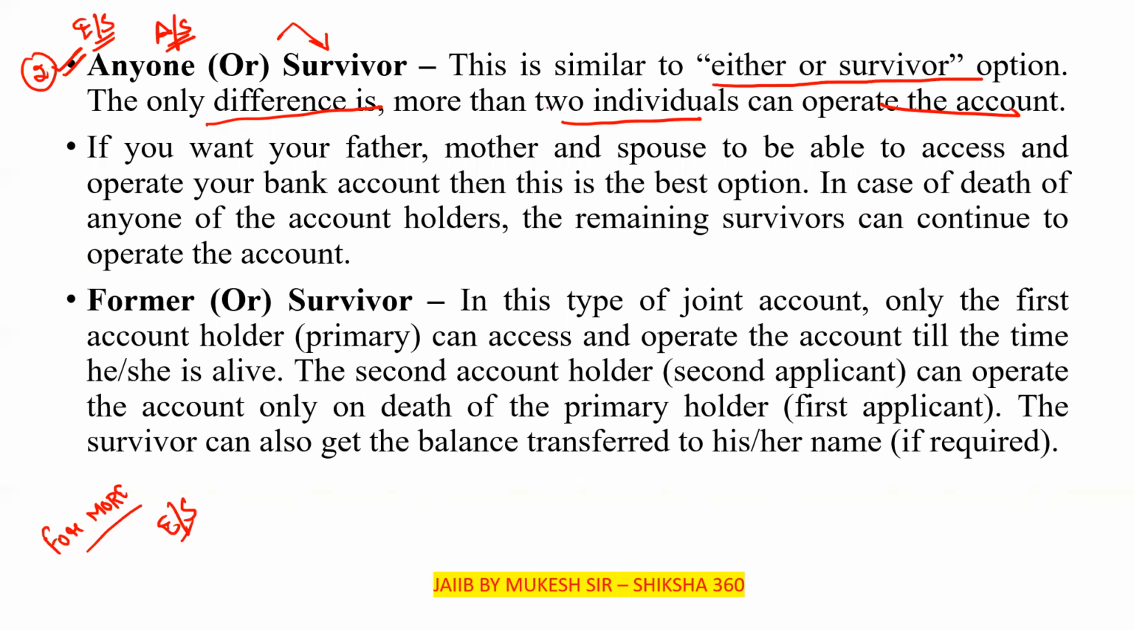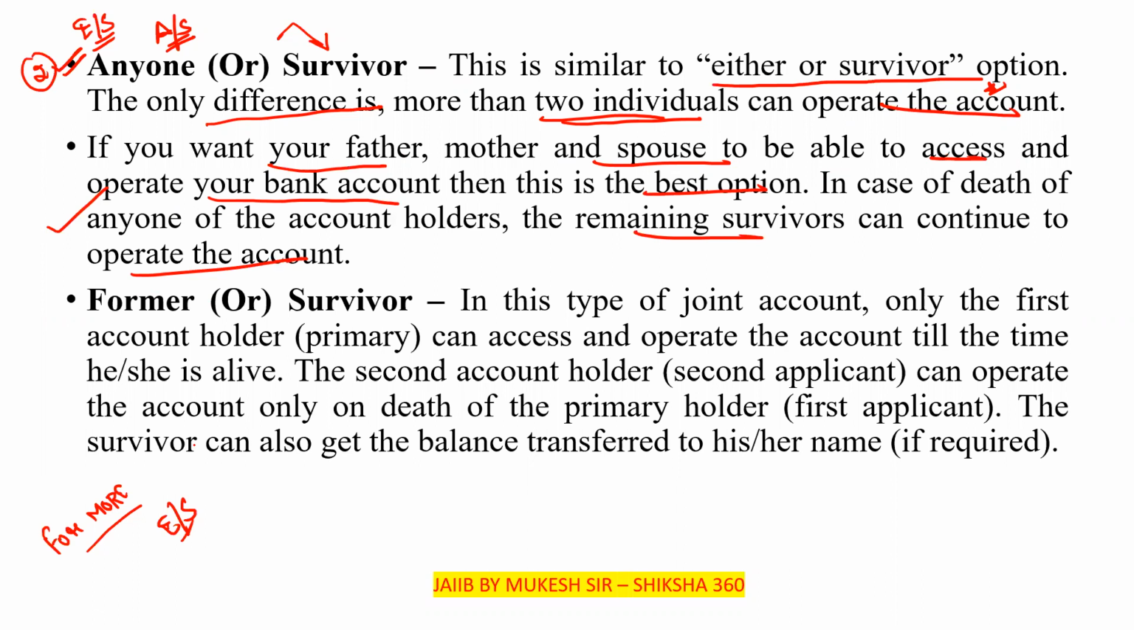So the only difference is that more than two individuals can operate the account. Clear? So if you want your father, mother and spouse to be able to access and operate your bank account, then it is the best option. In case of death of any one of the account holders, the remaining survivors can continue to operate the account.